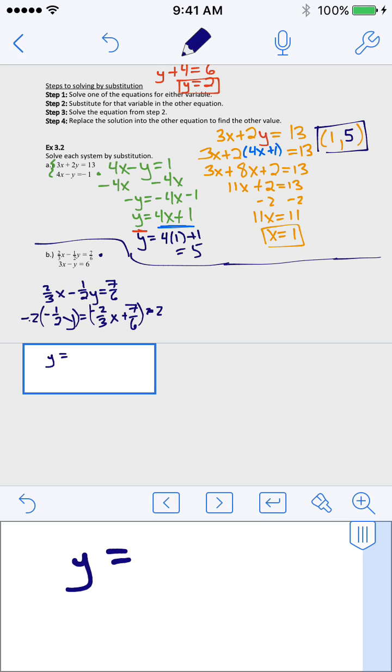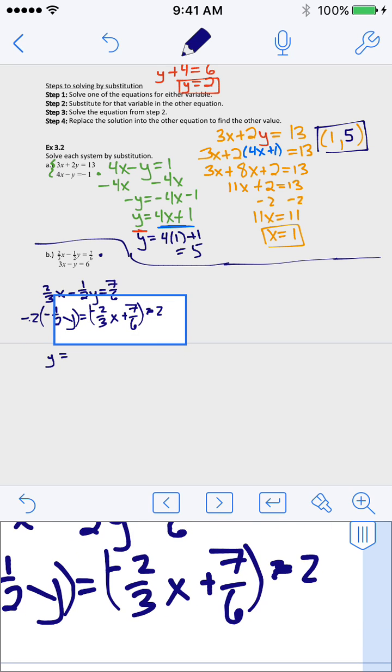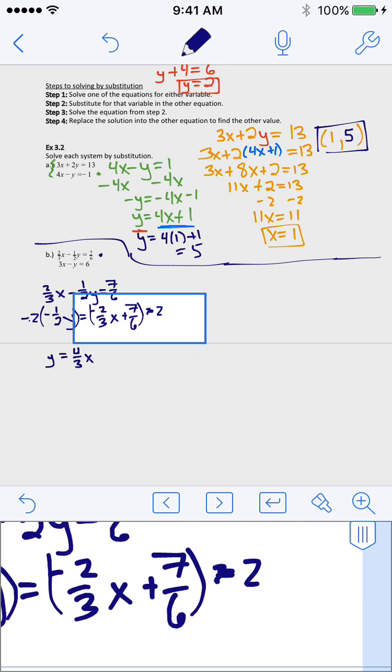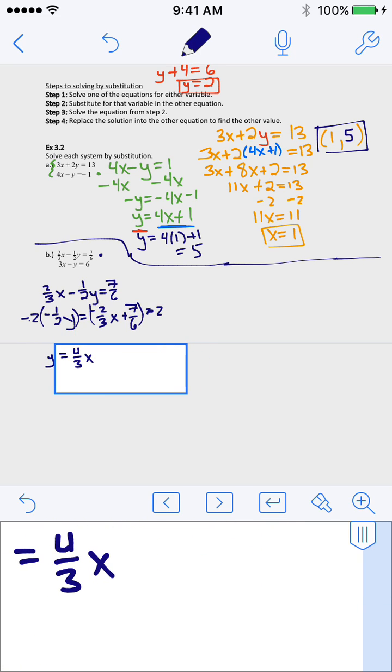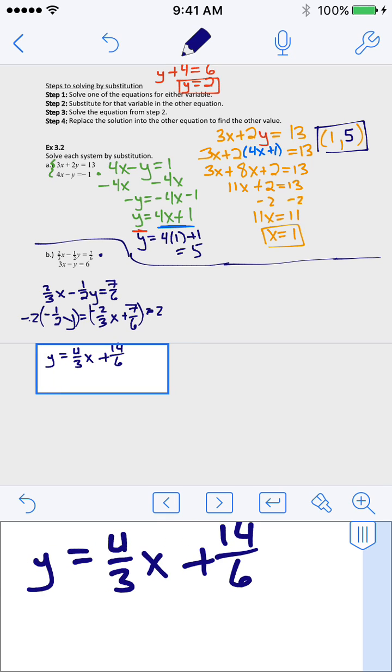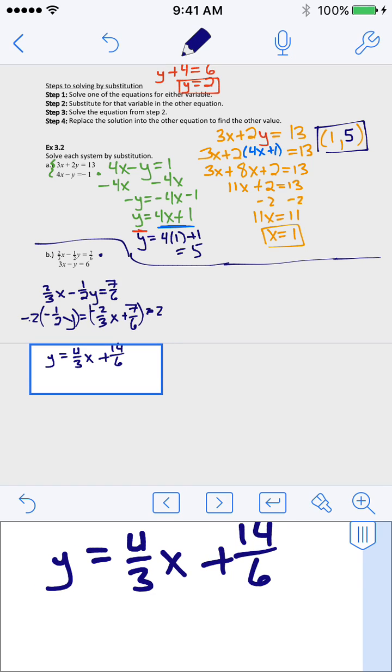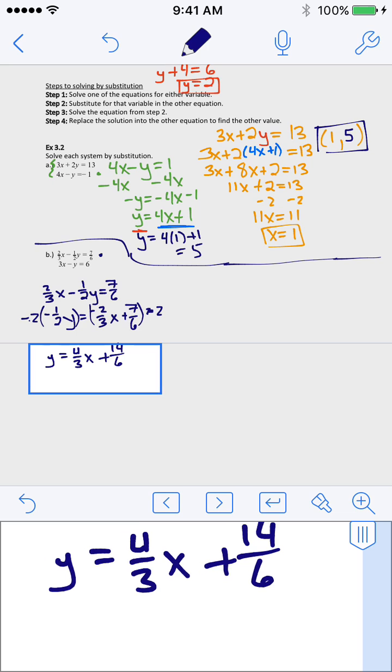So y is equal to, well, negative 2 times negative 2 over 3 is going to be a positive 4 over 3 x. And then negative 2 times 7 is going to be 14 over 6. Alright, so it didn't work out so much in my favor. I thought it might work out, but it didn't. That's okay. No big deal. It's still solved for y.